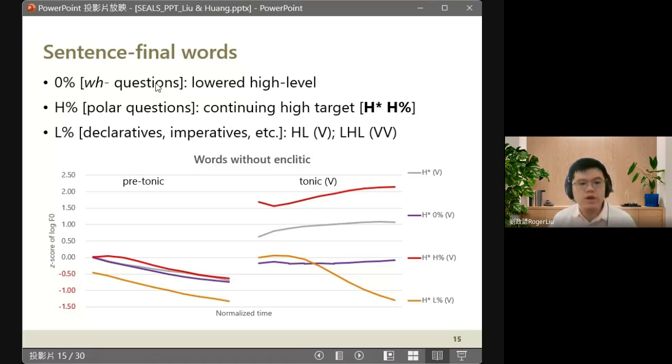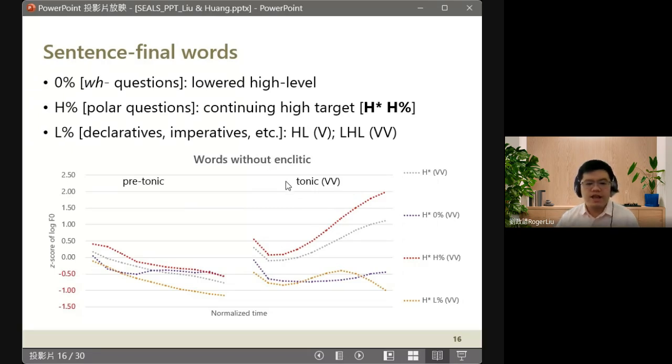With a 0%, mostly in WH questions, the purple line here, it is realized like a lower high level. The lower part could be attributed to the downtrend of the sentence. And with the H percent for polar questions, we can see a continuing rise reaching a very high pitch position, even higher than the sentence-medial tonic syllable.